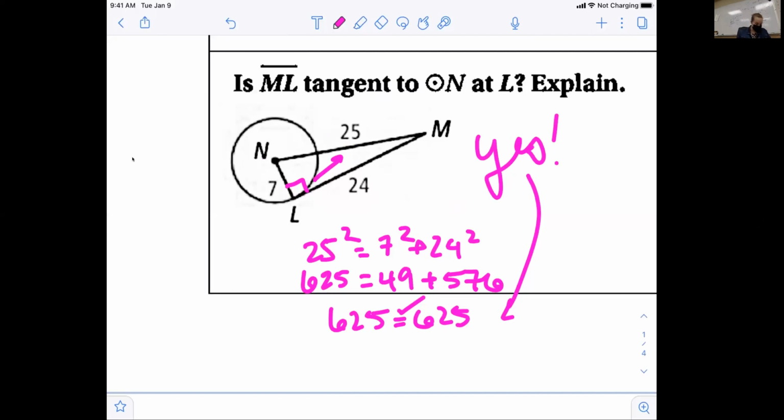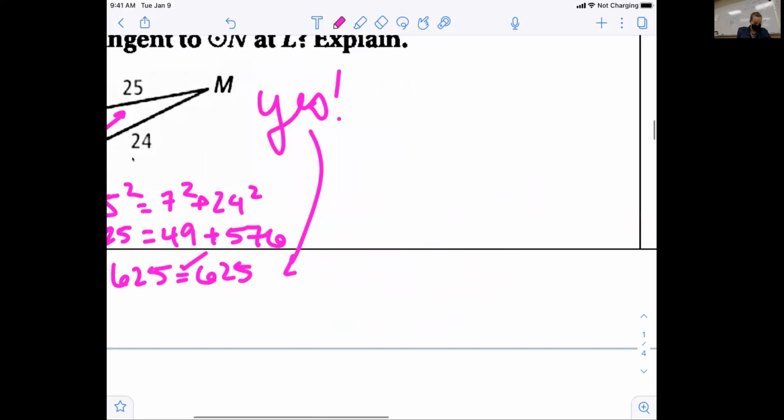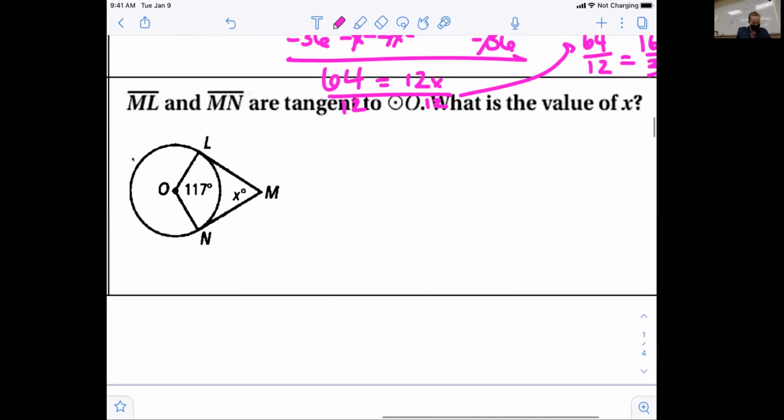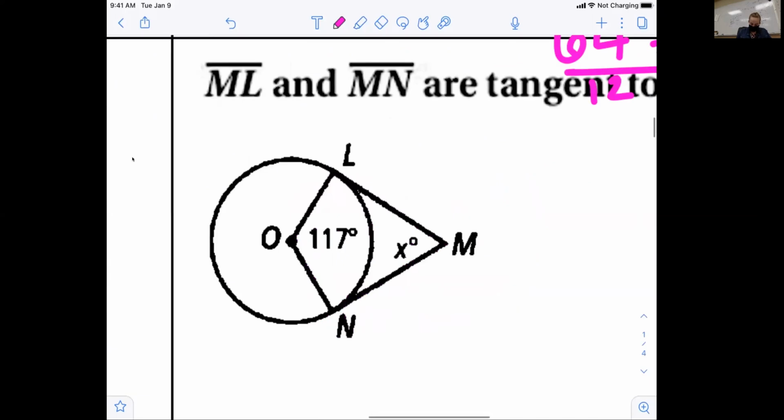All right, let's look at the last one on this page. I've got ML and MN are tangent to circle O. If MN is tangent, what do I know? What can I write on this picture? Caleb? Good. The angle at L is 90 degrees. And then what else do I know? N as well. Good. I think you said both.